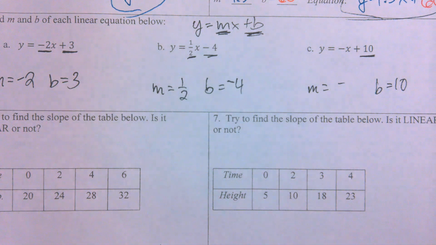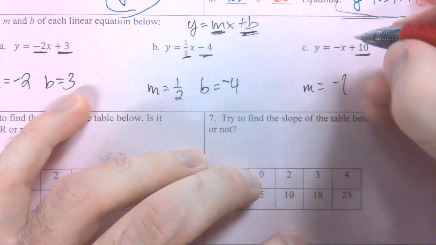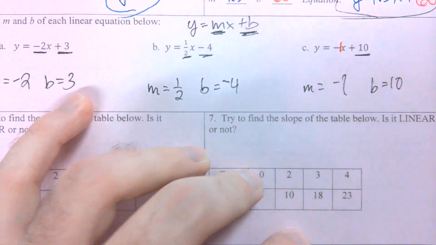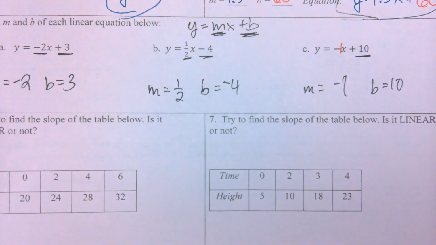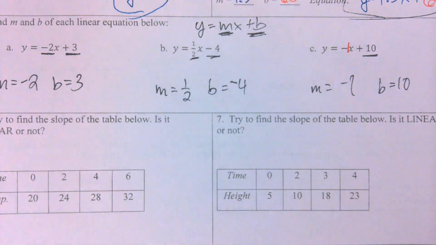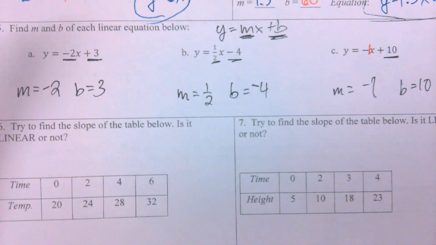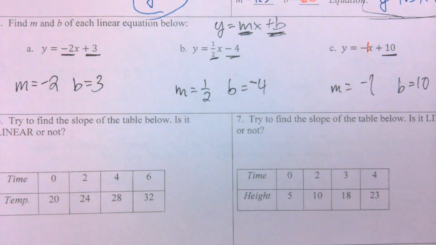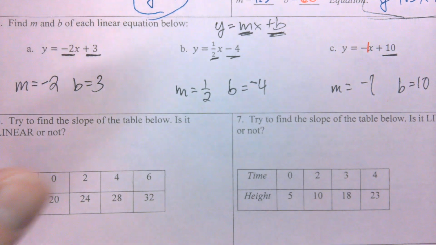Negative 1, right? That's our invisible 1 in front of that x that we don't really see, but we always know is there. So m is negative 1, b is positive 10. Questions I could answer about finding m and b? It's just identifying, no math involved there.